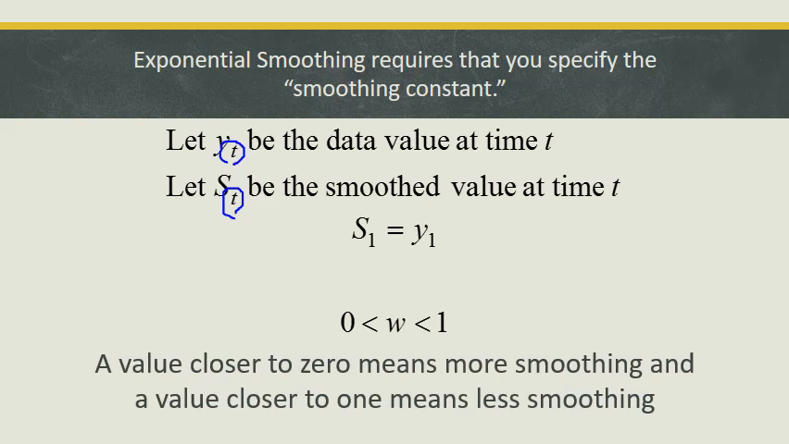The first smooth value is set equal to the first data point. And then we have this recursive relationship. So S1 is used to find S2, then S2 is used to find S3, and then S3 is used to find S4, and so on.